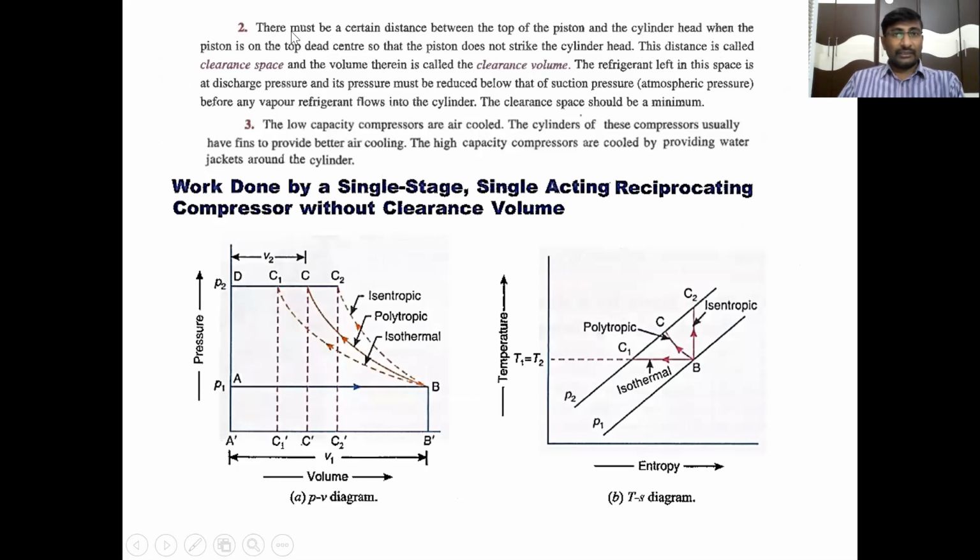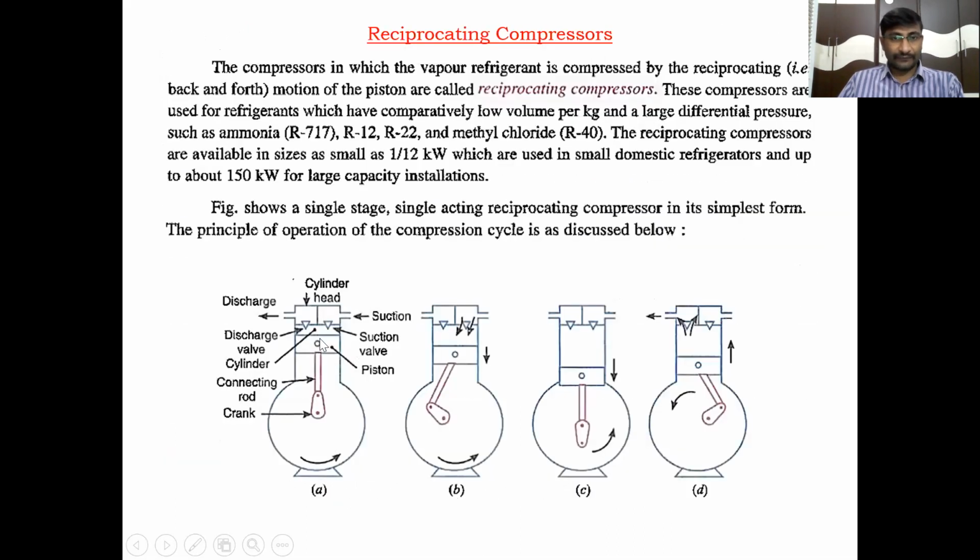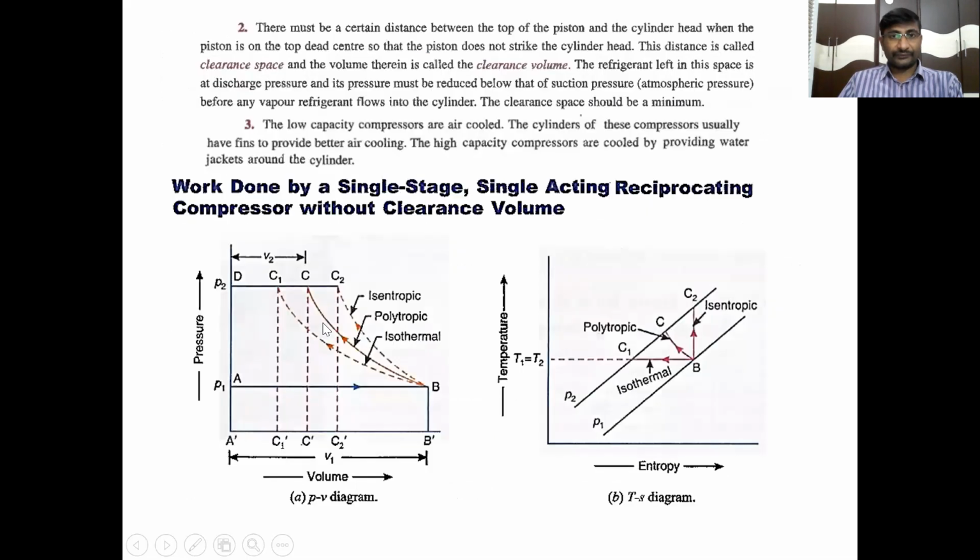Here, there must be a certain clearance between the top of the piston and the cylinder head when the piston is at top dead center, so that the piston does not strike the cylinder head. To avoid touching the cylinder head, some clearance will be provided within the cylinder. By providing cylinder clearance, we provide clearance volume. The distance is called the clearance space and the volume therein is called the clearance volume.